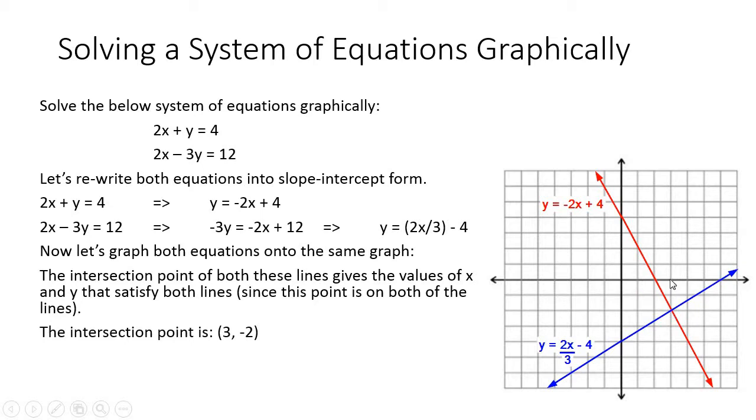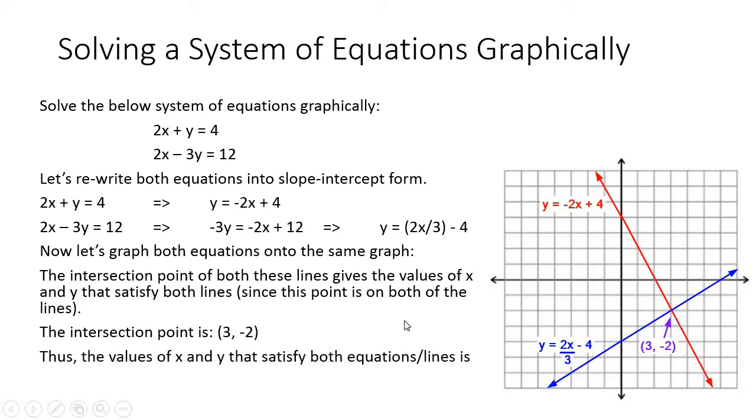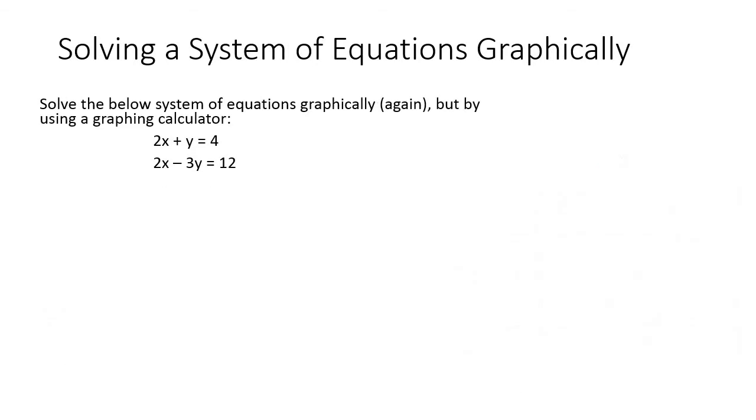And that is (3, -2). Right there, shown in purple. And so we say, as our answer, the values of x and y that satisfy both equations is x equals 3 and y equals negative 2. And this lesson is over.